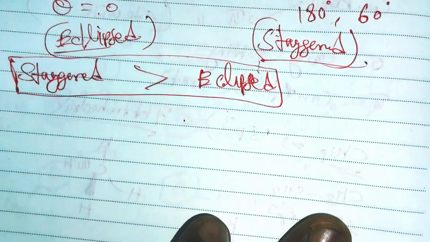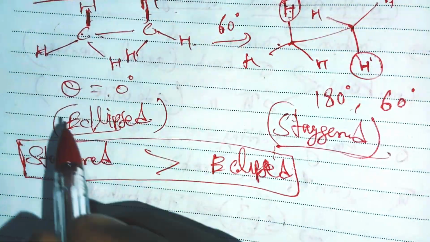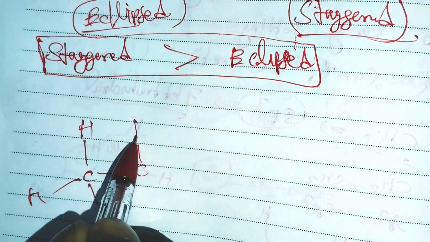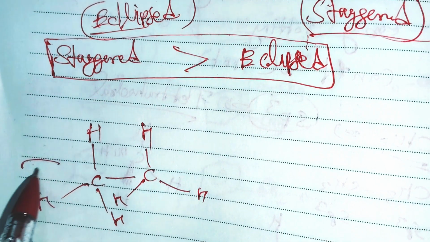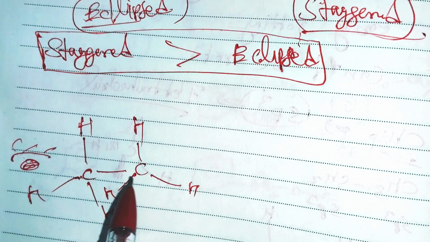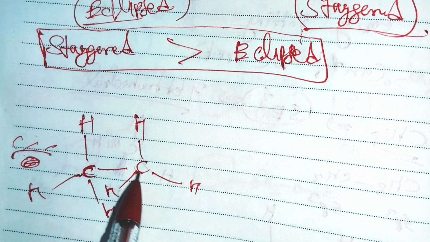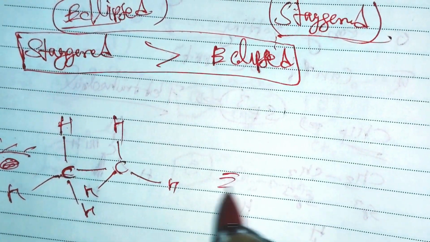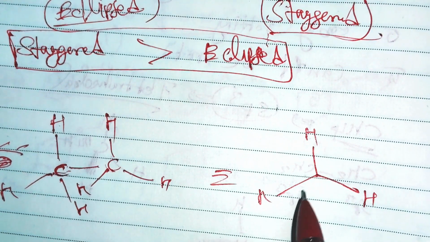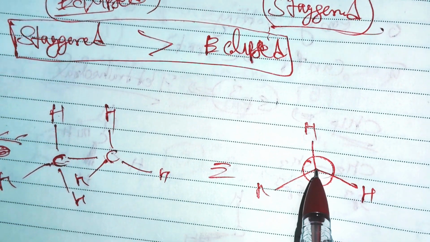Now we move to the Newman projection. In the Sawhorse projection of the eclipsed form, we have hydrogen, carbon, hydrogen, hydrogen, carbon, hydrogen, hydrogen, hydrogen. So we see the molecule from here. Now this carbon is hindered by this carbon. This carbon is shielded by this carbon. So we get the front carbon. This is the front carbon with hydrogen, hydrogen, hydrogen. And there is a backside carbon. This front carbon is hindered by the backside carbon.